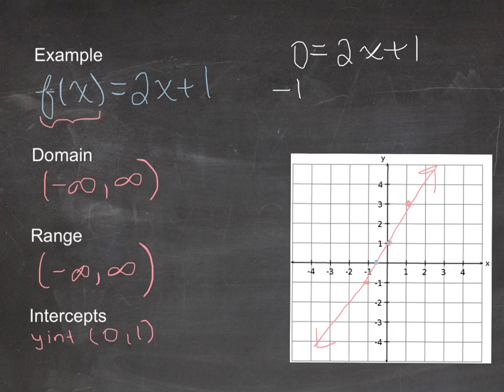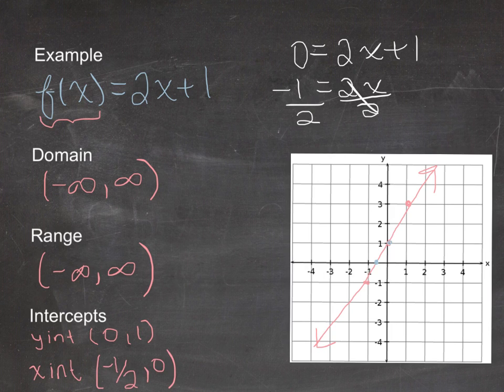So I move the 1 over, 2x equals negative 1, divide both sides by 2. So I get x is negative a half. So my x-intercept is negative 1/2 and 0, which is what that looks like on the graph as well. But just to be sure, you should do it algebraically. Okay, and let's see one more example.